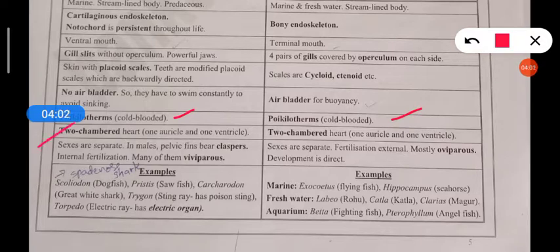Next, both have a two-chambered heart, and the sexes are separate. Here also the sexes are separate, same points. So the first three points are the same: poikilothermic, two-chambered heart, sexes are separate.